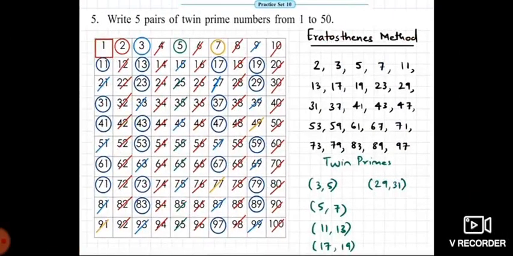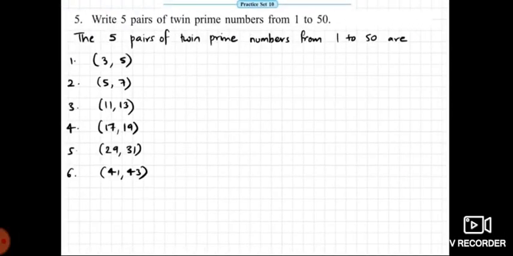So here I have cancelled the last ones. The last 3 I have cancelled, and then the answer is the 5 pairs of twin prime numbers from 1 to 50 are 3 and 5, 5 and 7, 11 and 13, 17 and 19, 29 and 31, 41 and 43. So I have written 6. From this any 5 you can select. Okay. So these were the answers till question number 5.